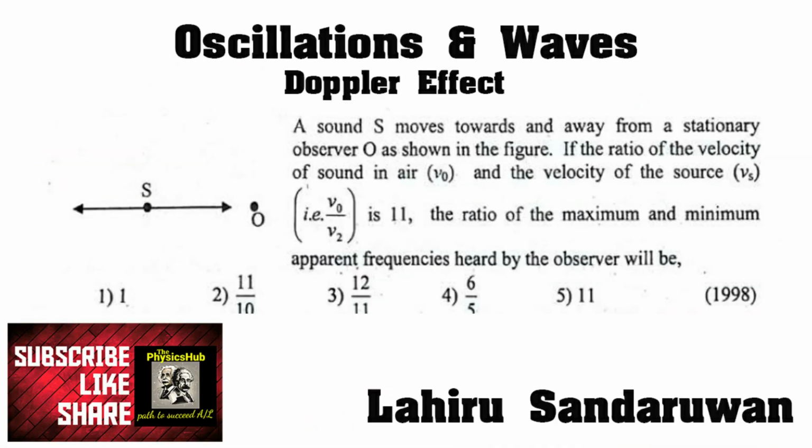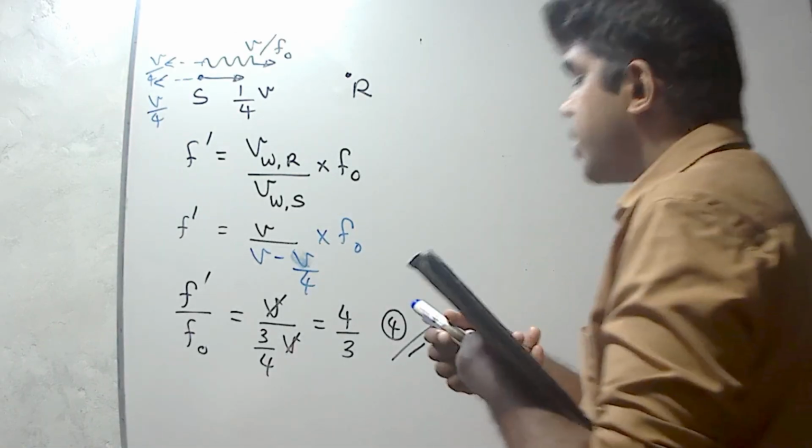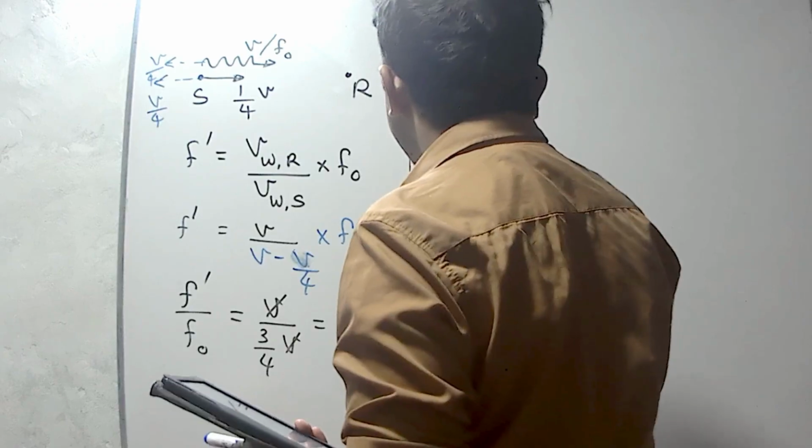A source moves towards and away from a stationary observer O, as shown in the figure. The ratio of the velocity of sound in air V0 and the velocity of source Vs, by considering V0 over Vs is 11, the ratio of the maximum and minimum apparent frequency heard by the observer will be. We can use the equation for the apparent frequency.